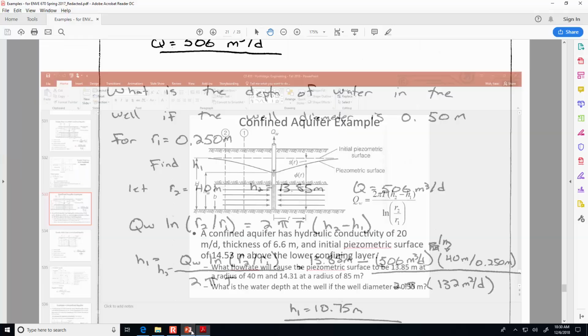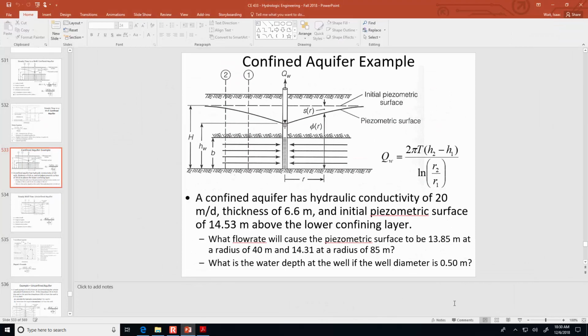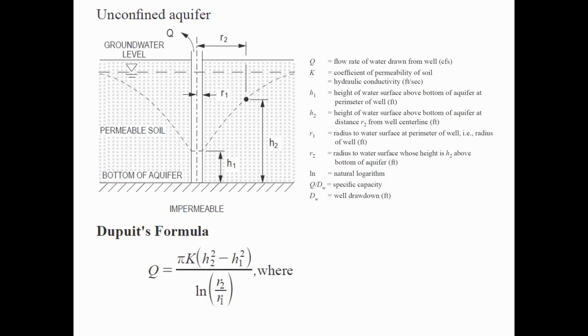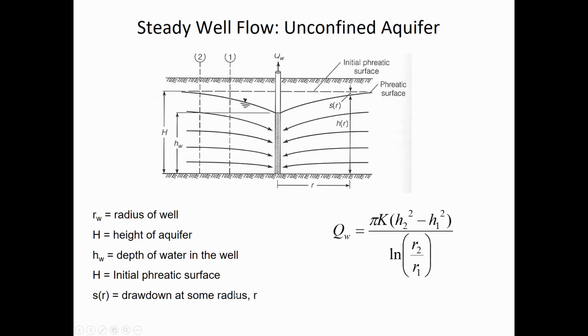But all right, so this is a confined aquifer. Let's look at an unconfined aquifer. And an unconfined aquifer is a little bit more challenging from a numeric standpoint, because we have to square the depths. And the formula in the FE reference manual is known as the Dupuit formula for an unconfined aquifer, but this is the same as what we're going to have in the example that we work.